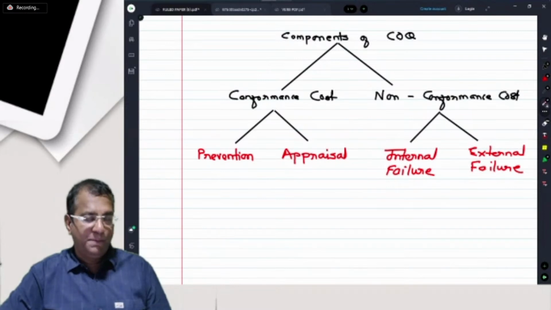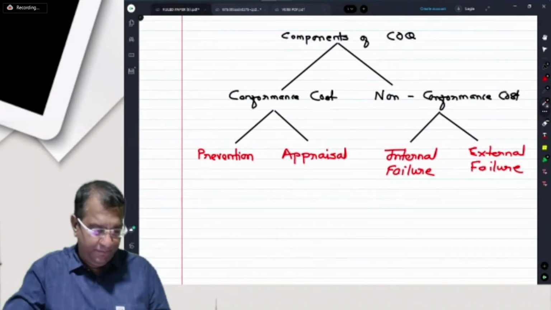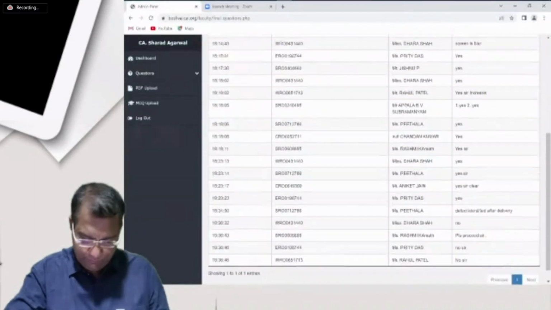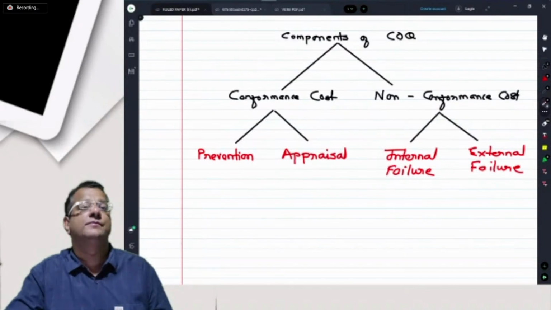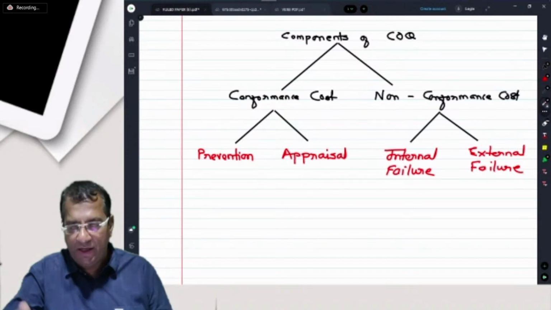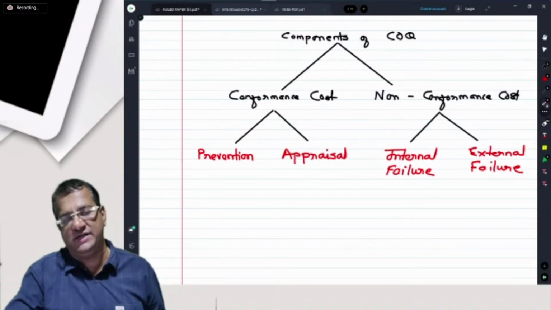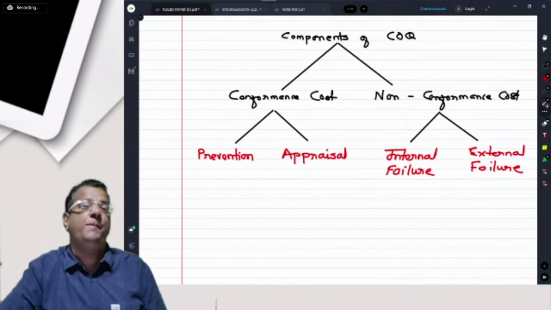Write down the word prevention cost after dropping one line. Prevention cost: cost incurred to avoid the defect from occurring in the very first instance. The expenses incurred to stop the defect in the very first instance, that is known as prevention cost. Cost incurred to avoid defect from occurring in the very first instance is known as prevention cost.